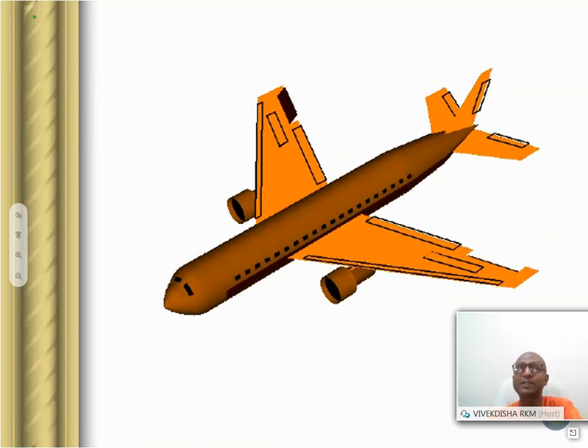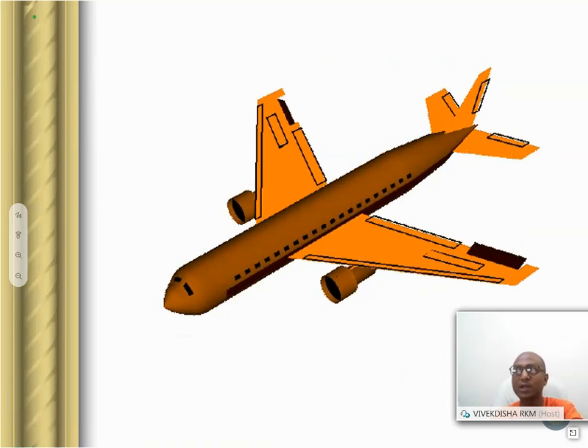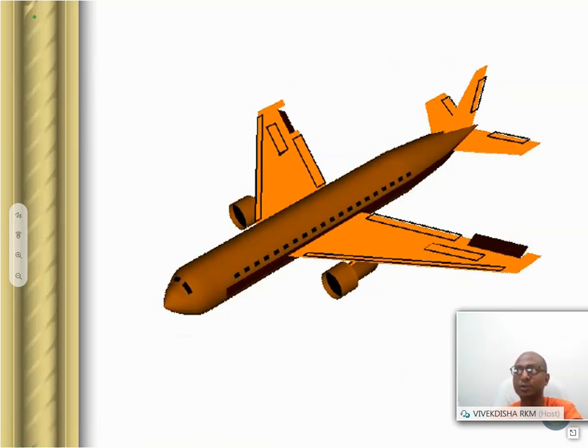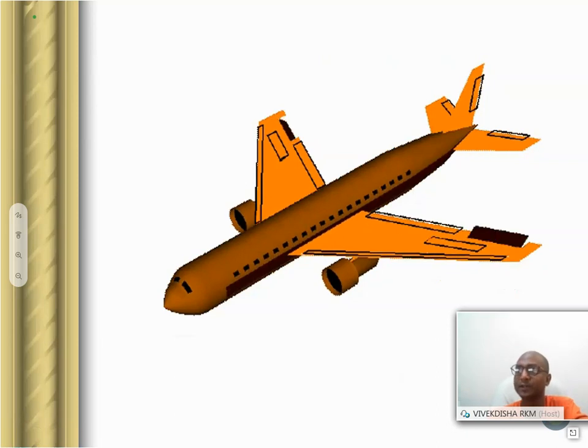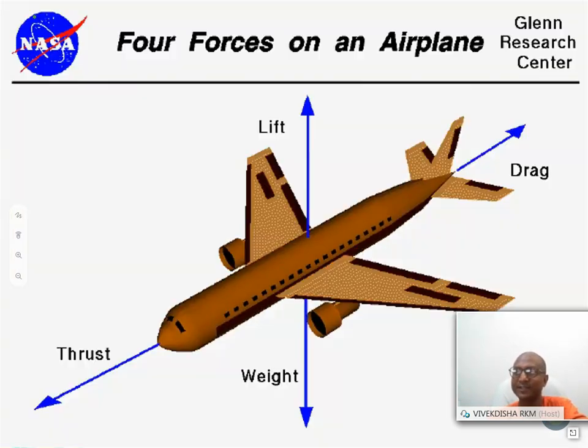What are the forces acting on it when it is flying? Gravitational force. Yes, go on. When an aircraft is flying, we can find four types of forces acting on it. One is the weight of the aircraft. When it is moving forward, certainly there is a push from the air. So there is a drag force.